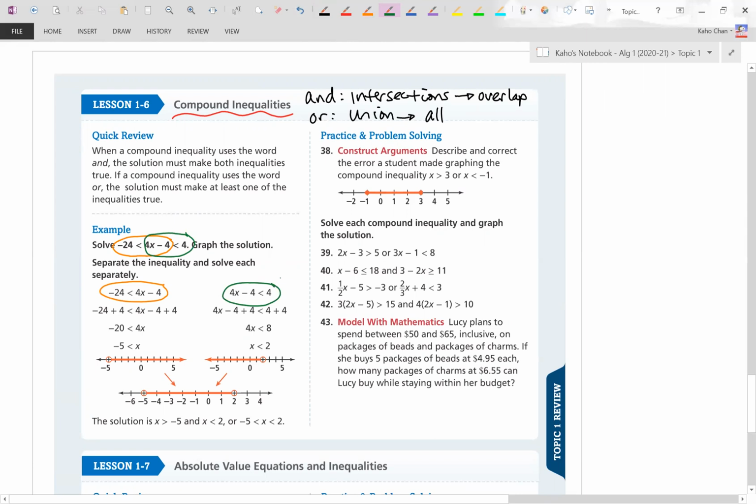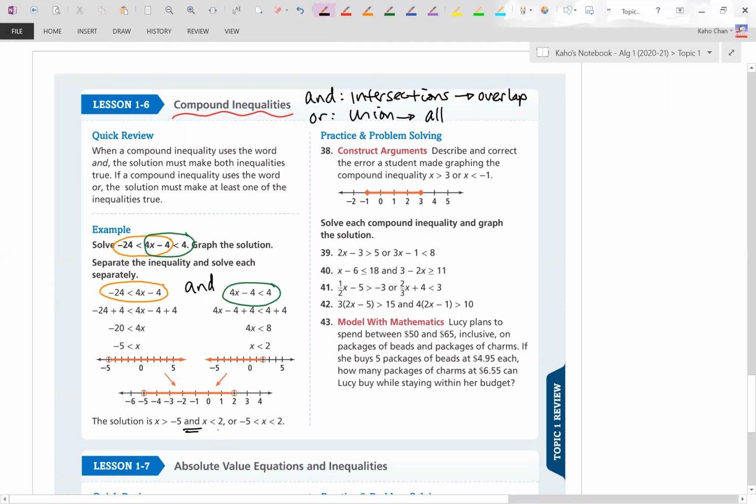When they're like that, this is an and situation. You solve them individually, you see where they overlap. Notice those rays after you solve it, they overlap between -5 and +2. They overlap in the middle where they cross each other. That's why that's the graph itself.